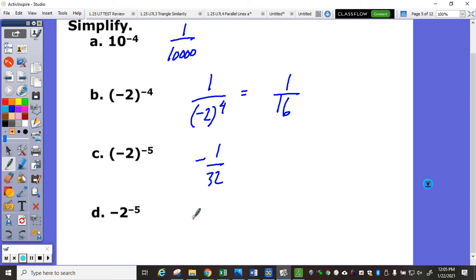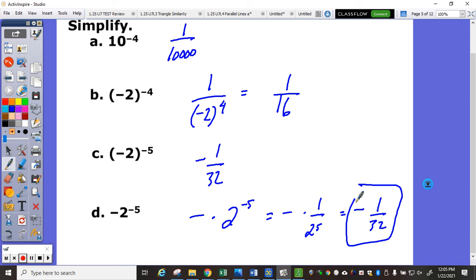All right, so negative times 2 to the negative 5th. So that's negative times 1 over 2 to the positive 5th. So that's negative times 1 over 32. Because this is an odd exponent.